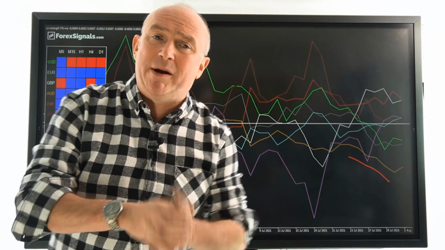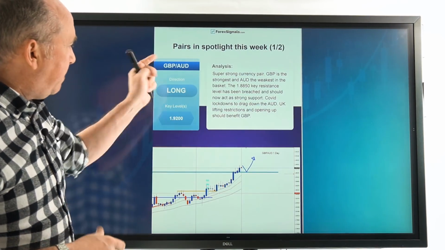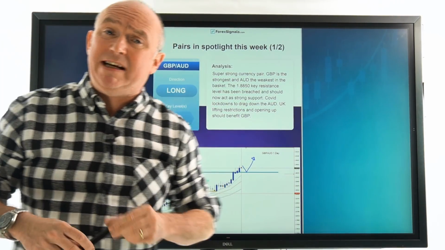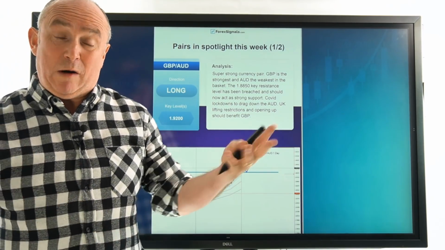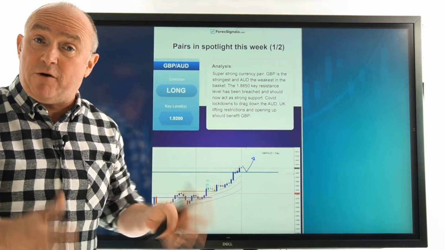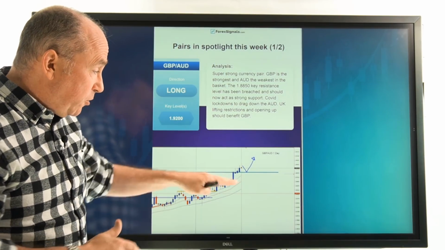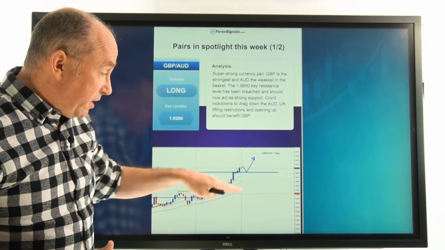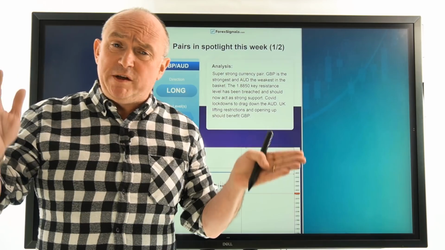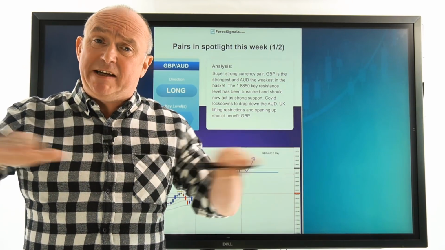All right, let's have a quick look at what we're looking at this week. Okay, so we're looking at the pound against the Oz. I just showed you there on the momentum meter why we like the pound against the Oz. Pound is a strong currency, Aussie is the weak currency. We've broken through some key levels of resistance. Ordinarily, old resistance acts as support, so we do see now this as a bit of a base.